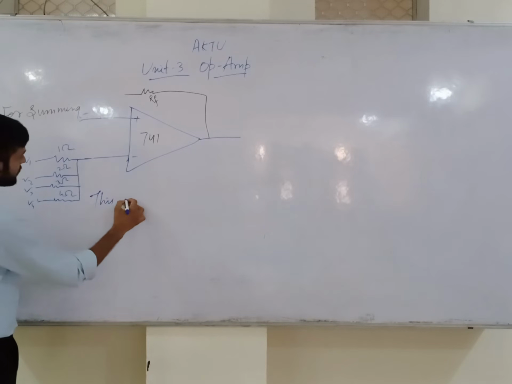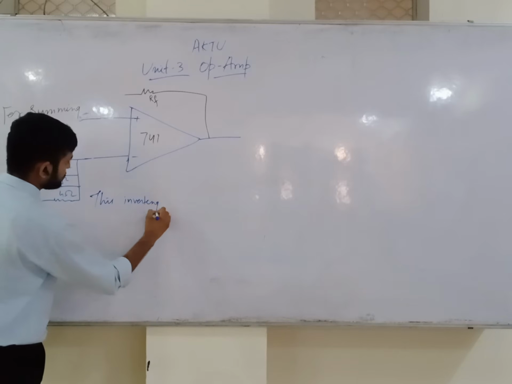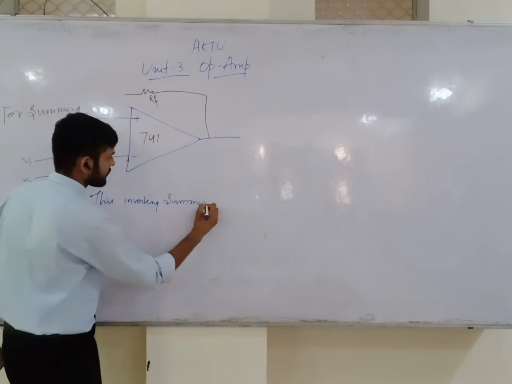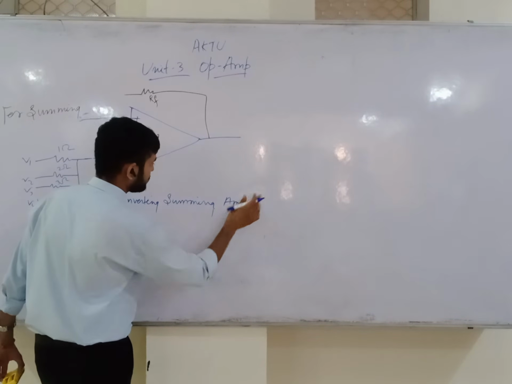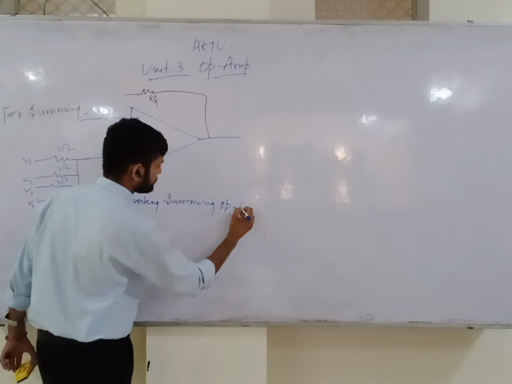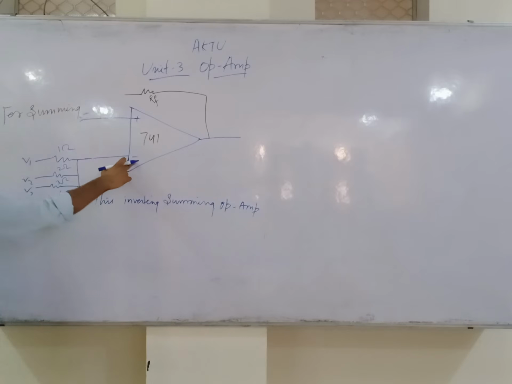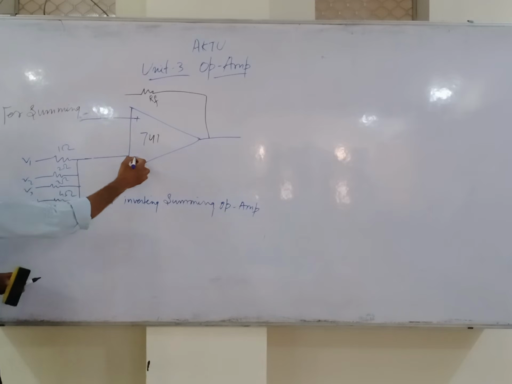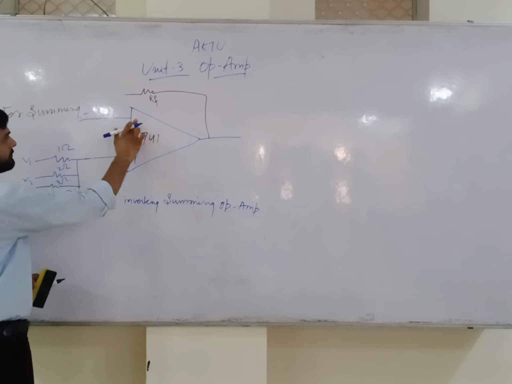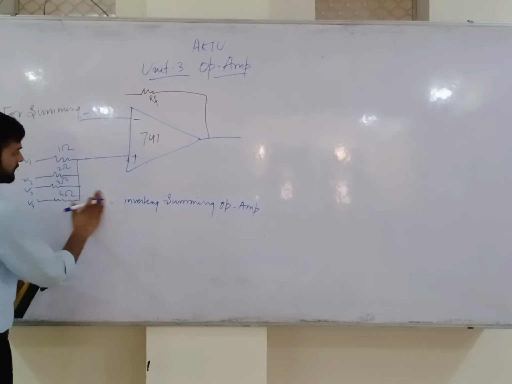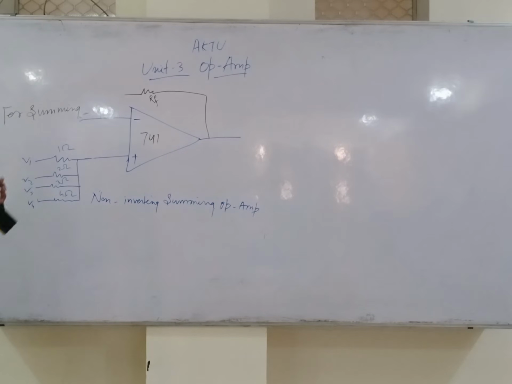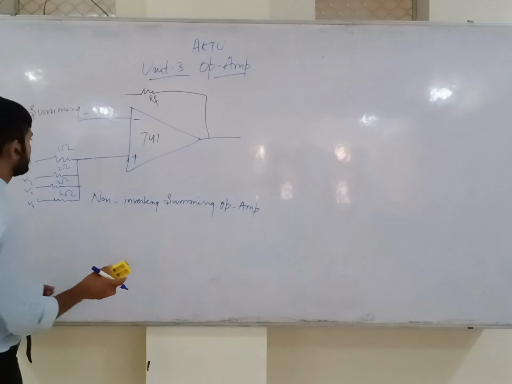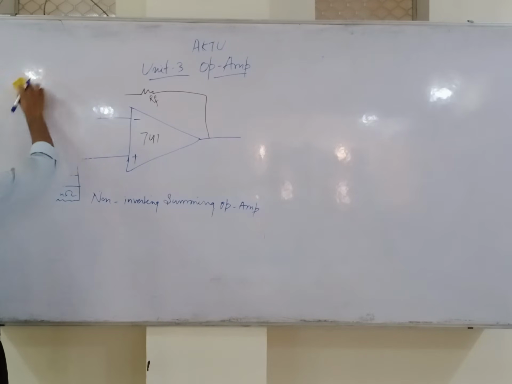This is an inverting summing amplifier, op-amp. Because this is negative, we consider it an inverting summing op-amp. If we change the sign to positive, we consider it a non-inverting summing op-amp. So we can say that this is basically normal.